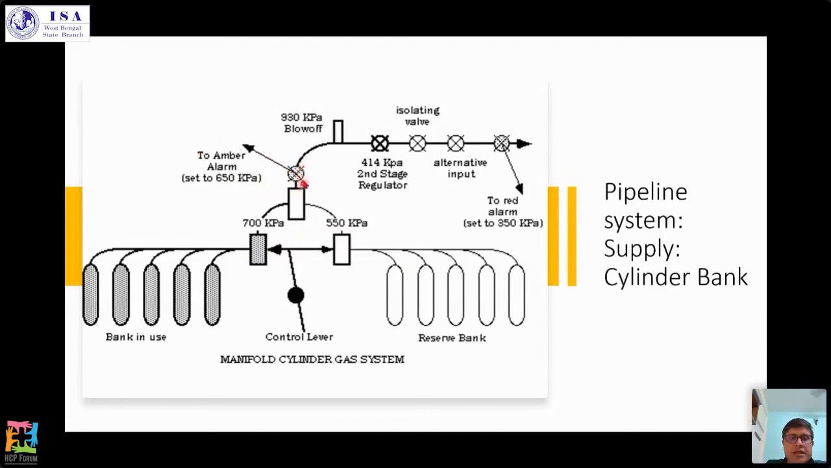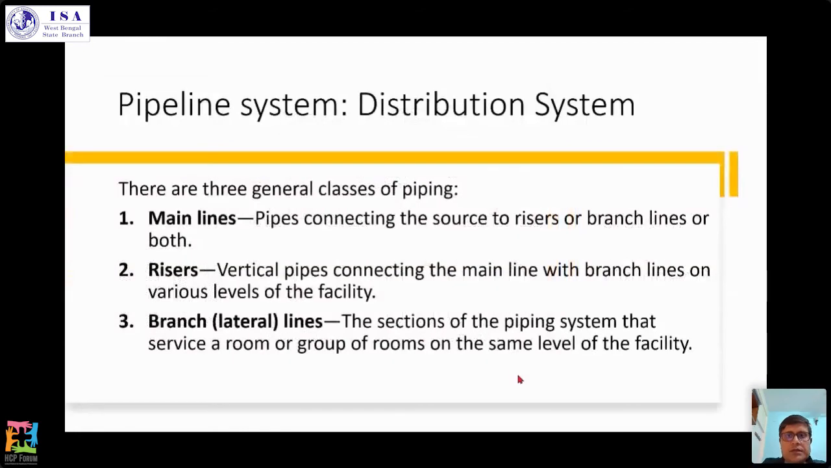So the switchover has taken place, and from this alarm we would know that the pressure has fallen. We would also have an indicator from here that would tell us that the changeover has taken place and it's time to replace the cylinders in the extinguished bank.